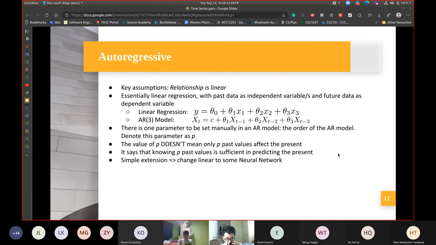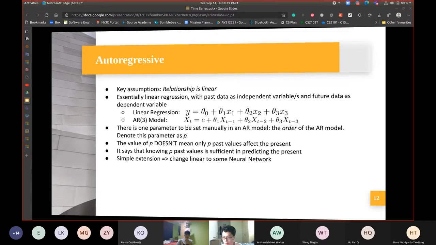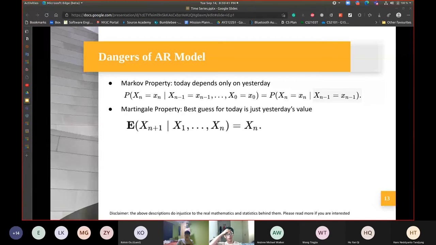Okay, hopefully that's clearer. Is there a guideline for what the value of P should be? Good question. I think there's a slide somewhere in there. There's a technique to help you determine what P is, but the technique is quite complicated, and honestly, a for loop will probably suffice, because an autoregressive model is actually quite fast to derive. Can move on.